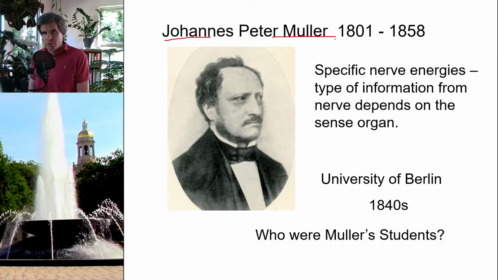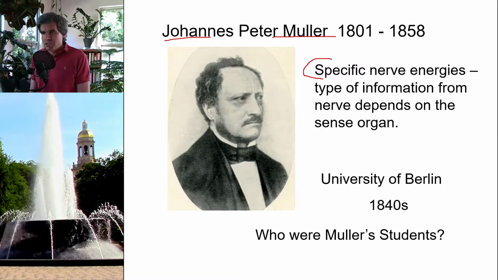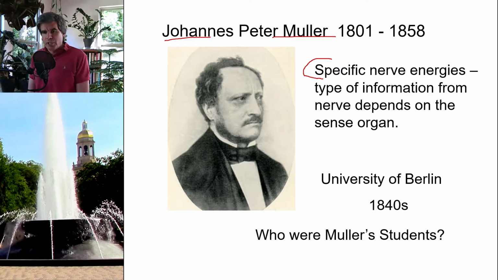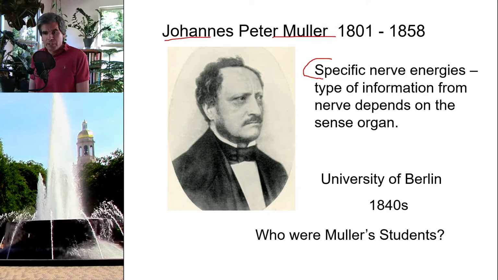So, Johann Müller proposed an idea that turned out to be largely accurate, and he called it his law of specific nerve energies. The basic idea here is that perception is determined by nerve stimulation and not by the objects that do the stimulating. So he would say that perception is possible even if there's no stimulus, that if a nerve is stimulated, that will produce perception regardless of whether there's something there to stimulate the nerve or not.